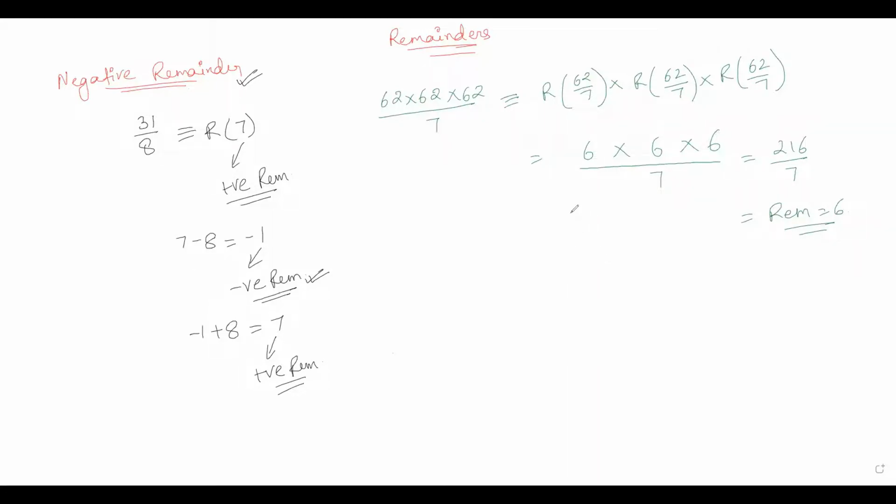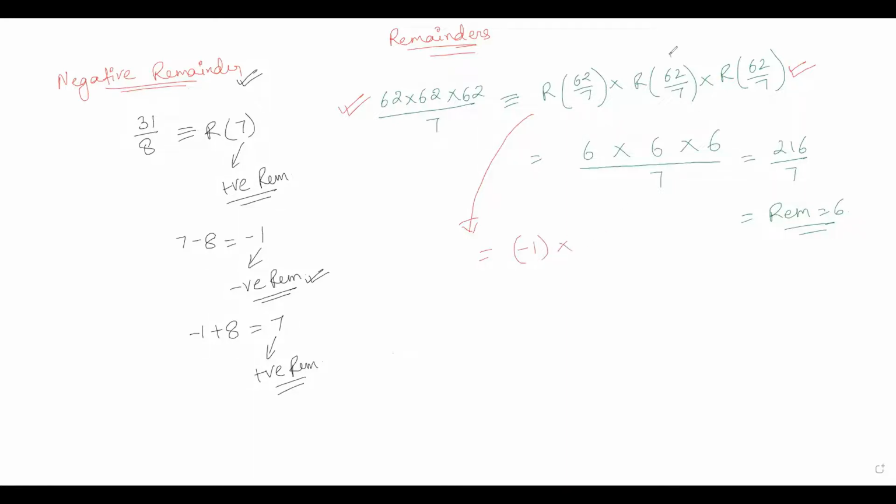Now, let us try to find the remainder using the negative remainder concept. I know that the remainder of this number would be the remainder of 62 by 7 times the remainder of 62 by 7 times the remainder of 62 by 7. So using the negative remainder concept, what we can say here is the remainder of 62 by 7 would be 6 as the positive remainder, but it would be -1 as the negative remainder.